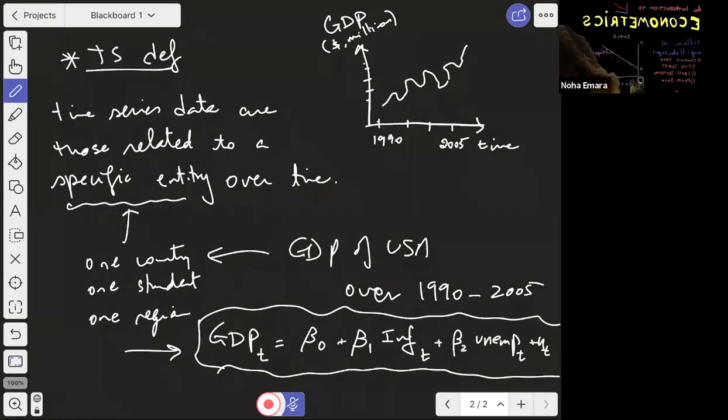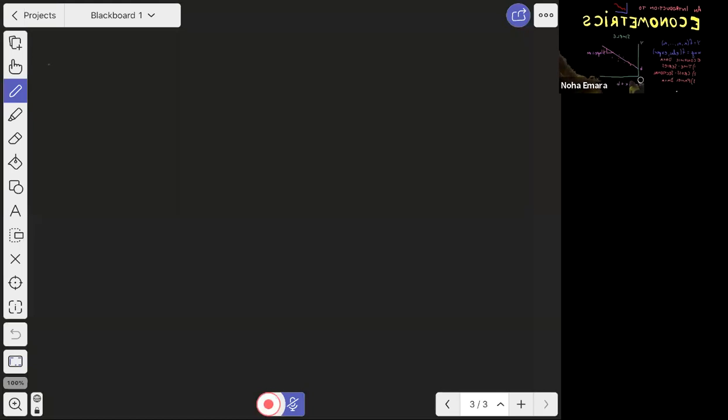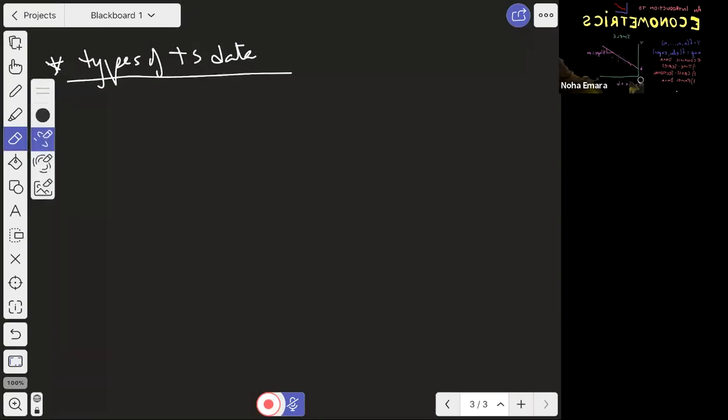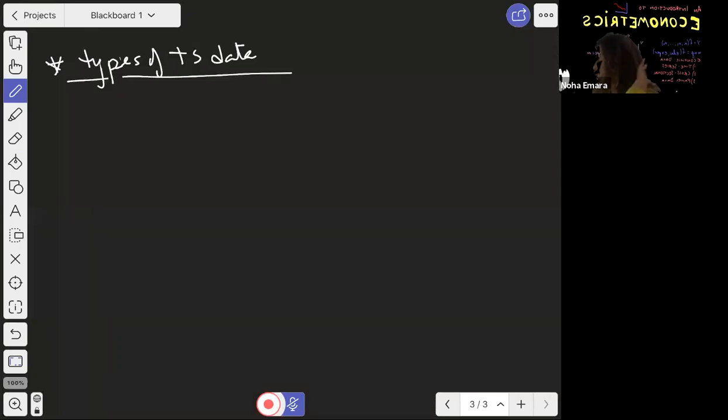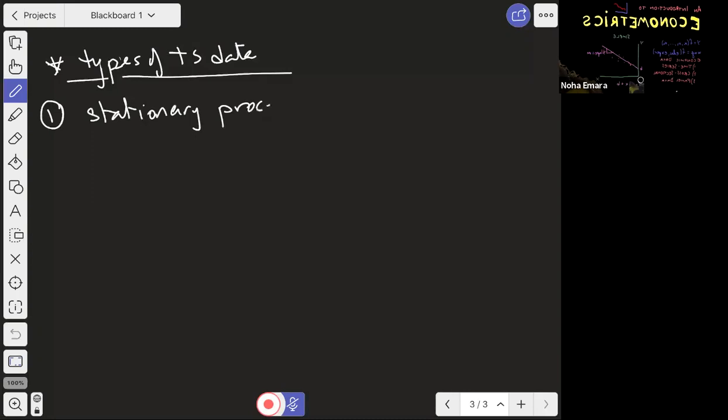So there are different types of time series data. We have basically two types that we are going to talk about in today's topic. The first one is called the stationary process. What is a stationary process?